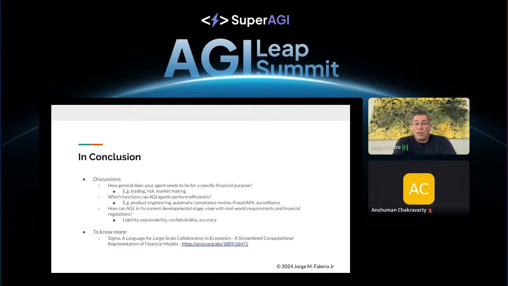And to know more, we can check this paper that started this whole discussion: Sigma, a language for large scale collaboration in economics. That's it.